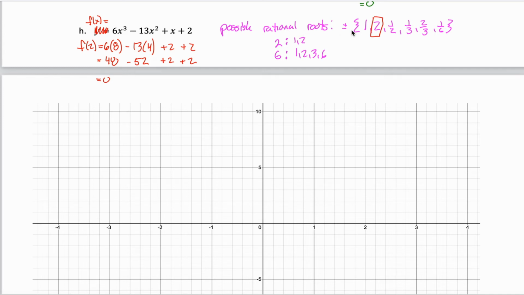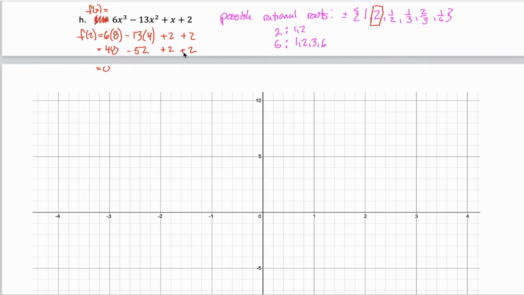To find the rest of the rational roots, I want to do polynomial long division. To do polynomial long division, I need to know one of the factors. Since I have one of the roots, I have one of the factors. If 2 is a root, that means x minus 2 must be a factor. So I can do polynomial long division with x minus 2, and 6x cubed minus 13x squared plus x plus 2, and I should expect to get a remainder of 0.